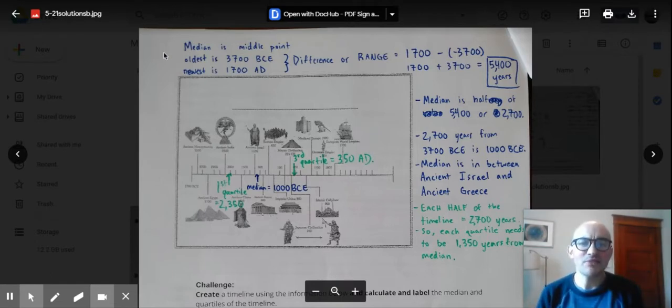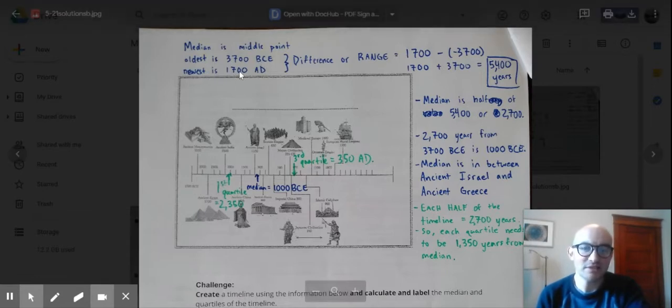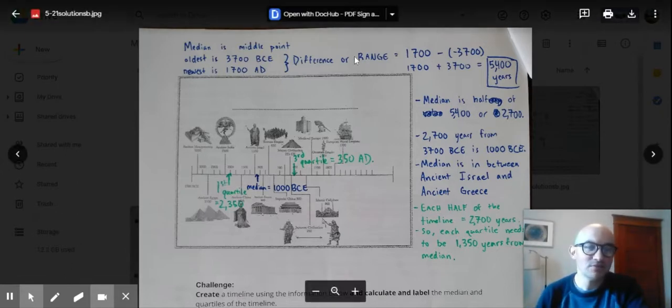So first thing I'm thinking about is the median. The median is the middle point of the timeline. And so in order to find out what the middle point is on this timeline, I need to think about the oldest mark on my timeline, which is 3700 BC. And the newest, or the most recent, is 1700 AD. And then I find the difference between those two. So I subtract 1700 minus 3700. But it's a negative 3700.